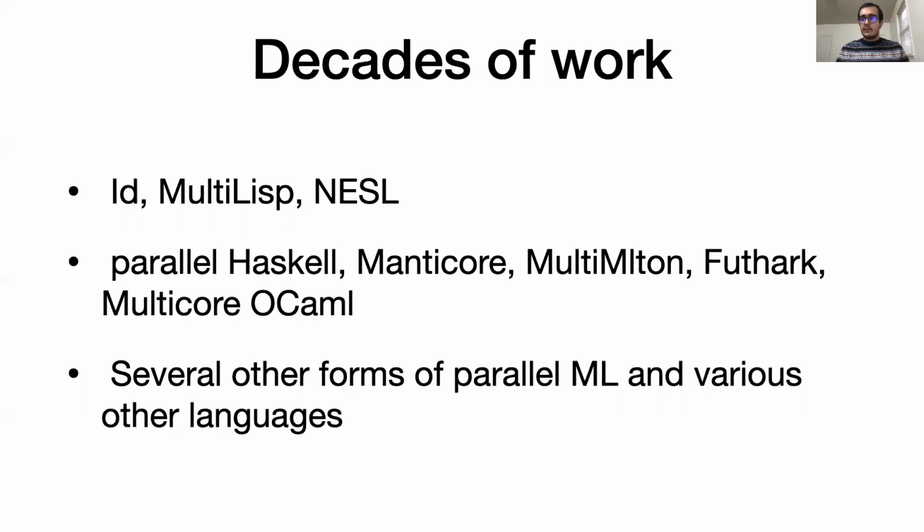And there's been a lot of pioneering work in this context. Multilisp was developed in the 80s. Irwin's id was even before it. Blalock's Nestle was in the 90s. And these languages have influenced a lot of ideas in parallel Haskell, Manticore, Futhark, OCaml, Multimilton, several other forms of parallel ML, and various other languages.